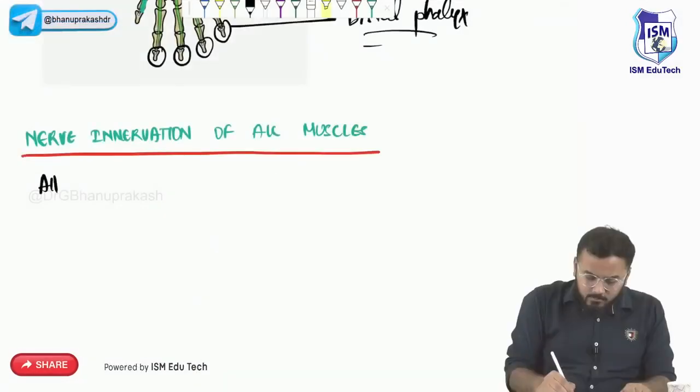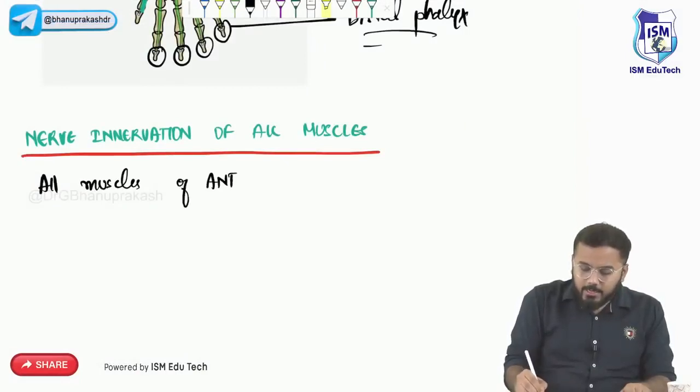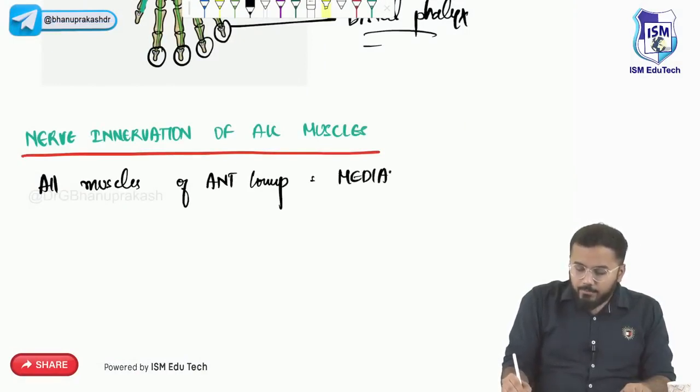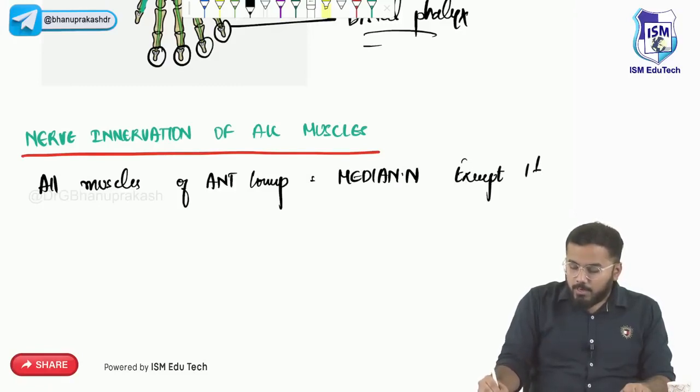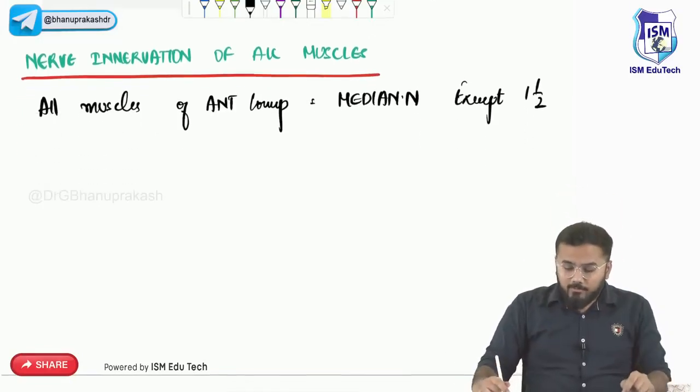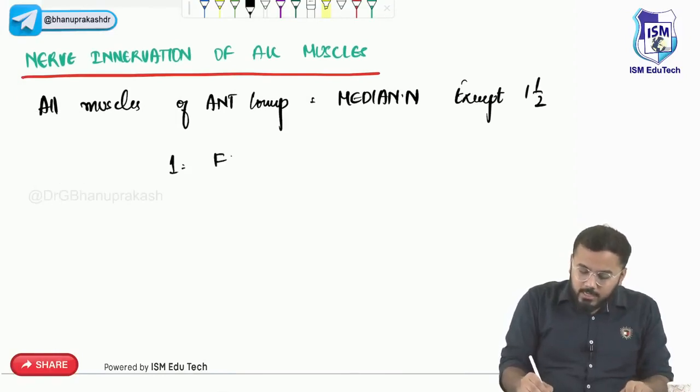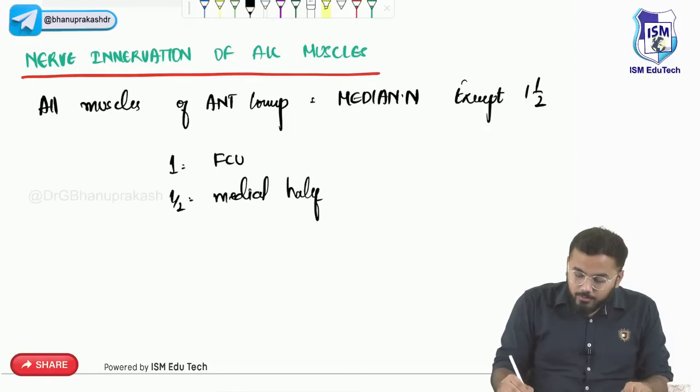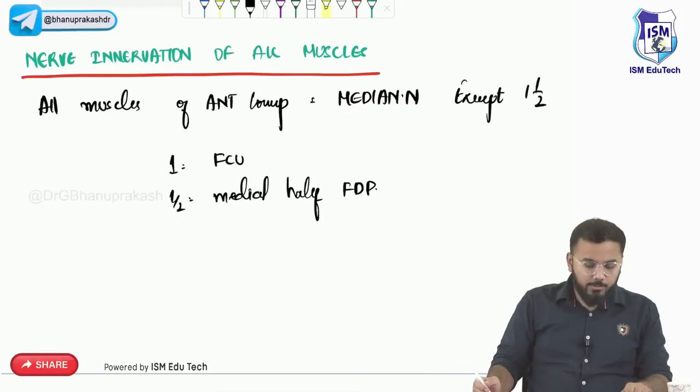Look here. All muscles of your anterior compartment are supplied by median nerve, except 1.5 muscle. What is that 1.5 muscle? That one muscle is flexor carpi ulnaris. That half muscle is the medial half of flexor digitorum profundus.